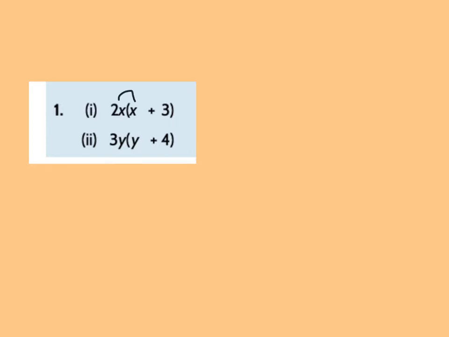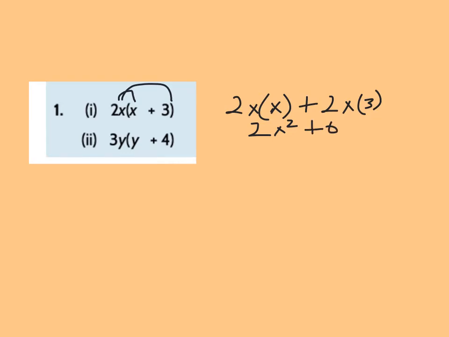We have 2x by x, and we have 2x by plus 3. And we know 2x by x simplifies to 2x squared, and 2x by 3 gives me 6x. And that's my answer.